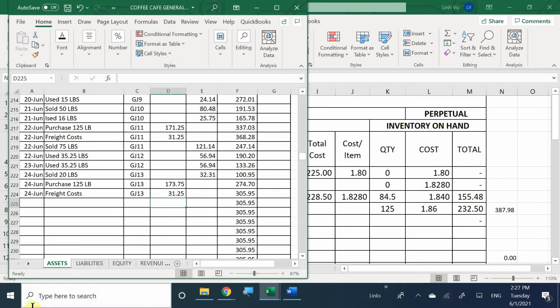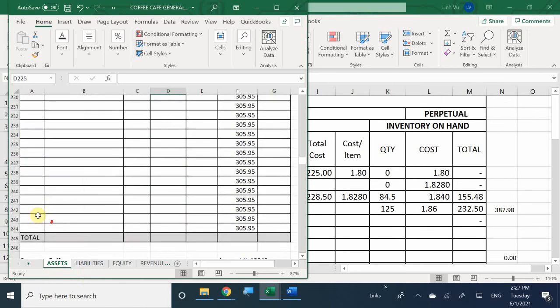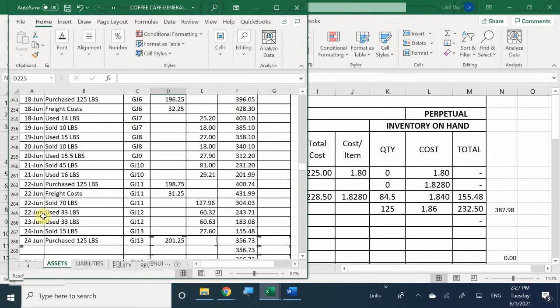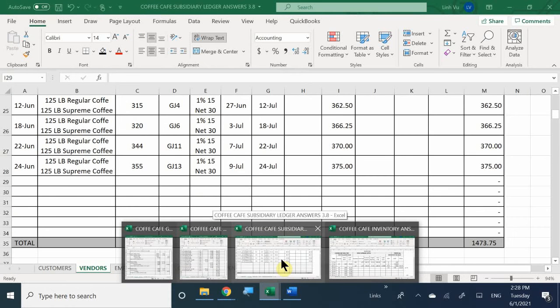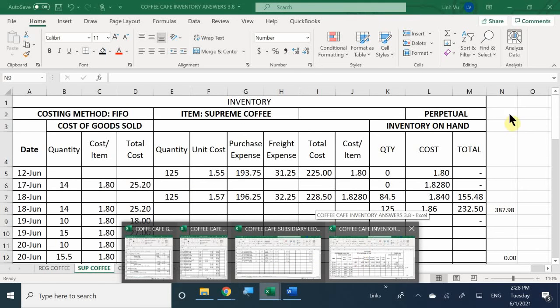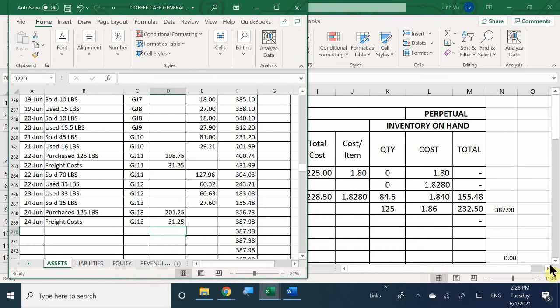Drop down to Supreme Coffee. And it'll be today's date, 6/24. Oops. Okay. And then I just put freight costs, GJ13. For $31.25, which will bring that total up to $387.98. Perfect. We match on our inventory worksheet.